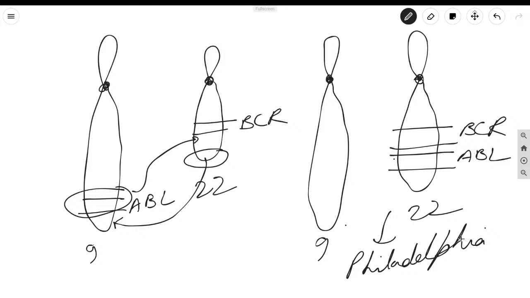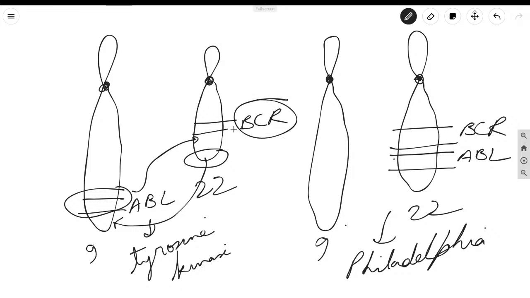So the result was this: ABL codes for a specific tyrosine kinase enzyme responsible for controlling cell division. And this BCR is a very strong promoter, the breakpoint cluster region, you can say.